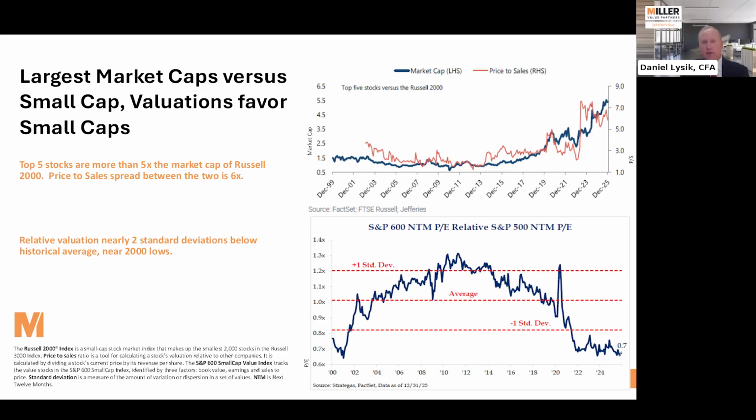The red line highlights the price to sales. Over the last 25 years, it's typically been 1.5 to 2.5 times. However, today it's not far from the historical extremes, near 6 times.